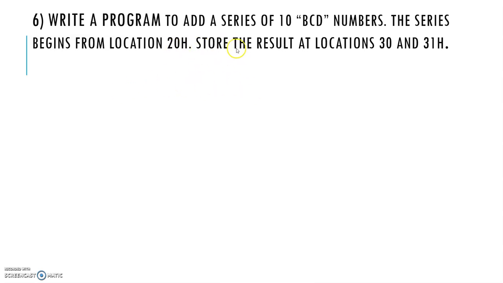and add the content of the A register with the memory location that is pointed to by the register R0. First the R0 register is pointing to the location 20 hex, so the content of the A register and the 20 hex location will be added. Here we need to do BCD addition. For BCD addition you need to add an extra instruction, that is the DAA instruction, decimal adjust after addition.